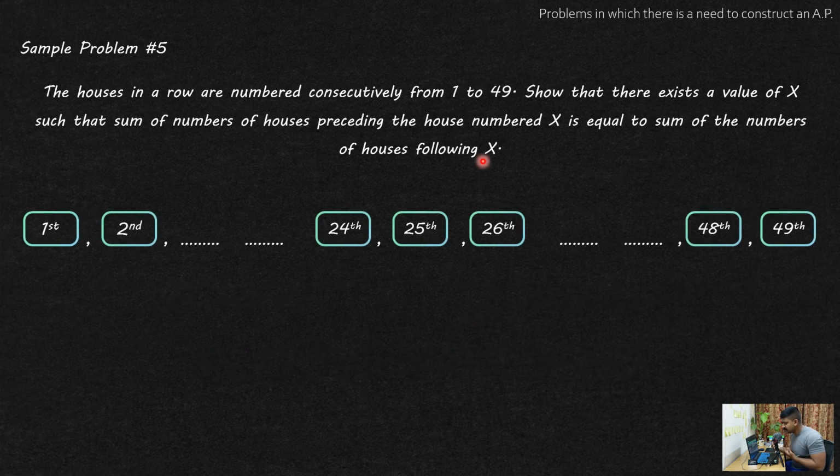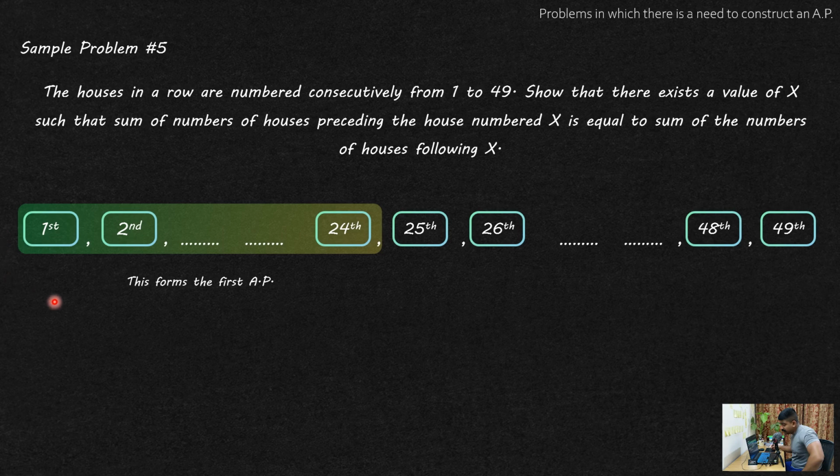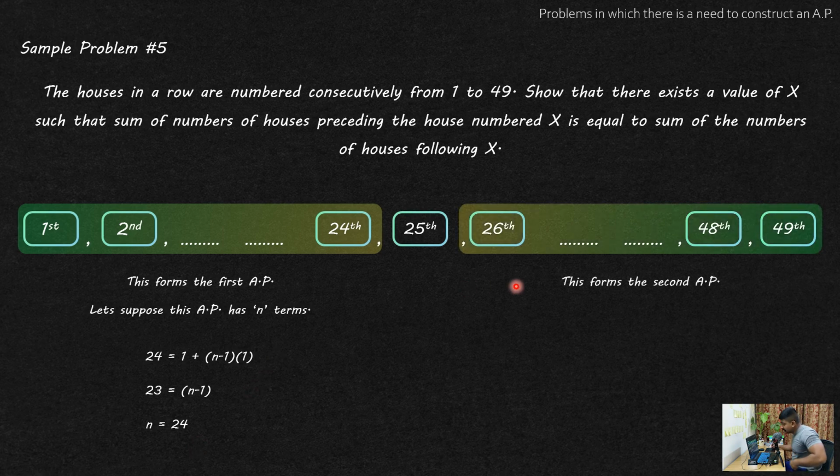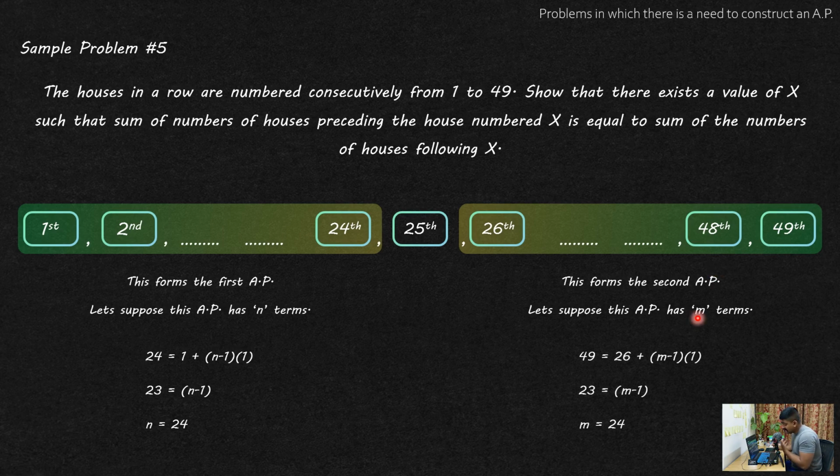So let us introduce some more terms in our AP to make our AP a little bit more descriptive. Now, this forms the first AP, 1st to 24th. Here, let us suppose this AP has n terms. We can simply find the value of n, which is 24. Now, this forms the second AP. Let us suppose this AP has m terms. And coincidentally, m is also equal to 24.